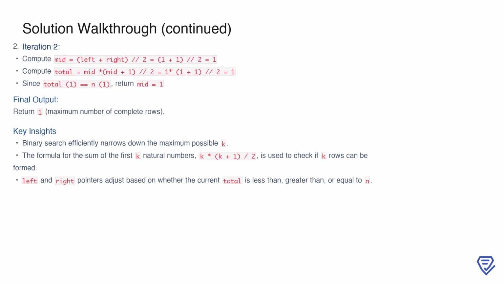To summarize, the binary search approach efficiently narrows down the maximum possible number of rows by repeatedly adjusting the left and right pointers based on the total coins required. The formula k(k+1)/2 helps us quickly calculate the number of coins needed for k rows, and the algorithm ensures we achieve the result in logarithmic time complexity.